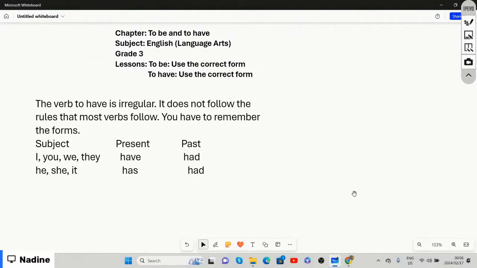All right, so when it comes to the chapter of to be and to have, the verb to be is irregular, right? When we say the verb is irregular, we mean that it does not follow any rules. It doesn't follow any rules where you need to add S, E, S, E, D, D, nothing. So you are just going to have to remember the forms. There's no rule that you need to follow at all.